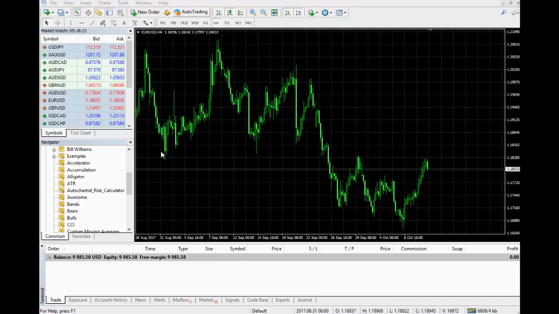This is why we created the Autochartist risk calculator, to help you set risk-adjusted position sizes for your trades. First, drag the Autochartist risk calculator onto your chart.